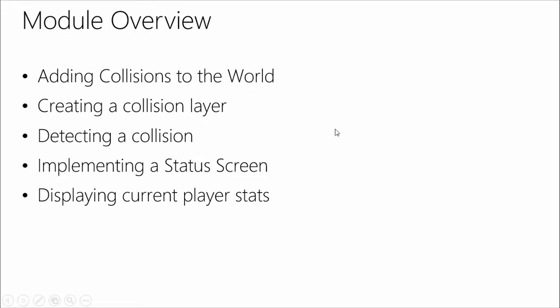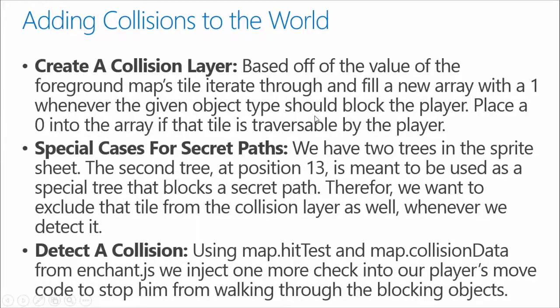So we'll take a look at how we're going to add a collision layer. Then we'll take a look at actually detecting the collision. And then once we're done with the collision, we're going to take a look at our status screen, one of the most important parts of an RPG. We'll take a look at how to implement that, as well as displaying the current player stats on the screen. All right, so let's dive right in. We'll take a look at creating a collision layer first.